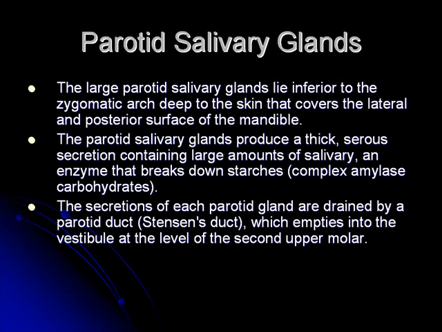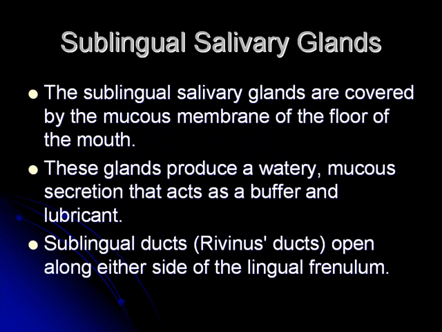The parotid salivary glands produce a thick, serous secretion containing a large amount of saliva and an enzyme that breaks down starches, which is the second enzyme that we'll now talk about that's produced in the oral cavity, referred to as amylase. Amylase specifically breaks down starches, complex carbohydrates. The secretion of each parotid gland is drained by a parotid duct, also referred to as the Stenson duct, which empties into the vestibule at the level of the second upper molar.